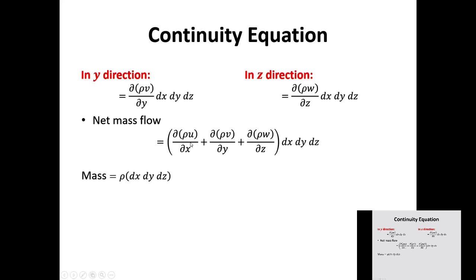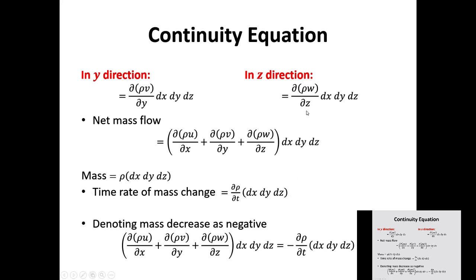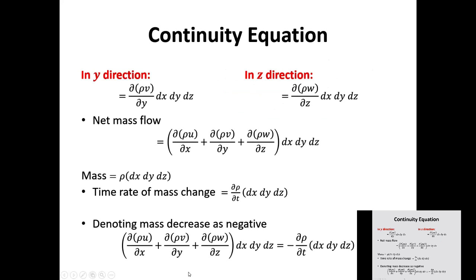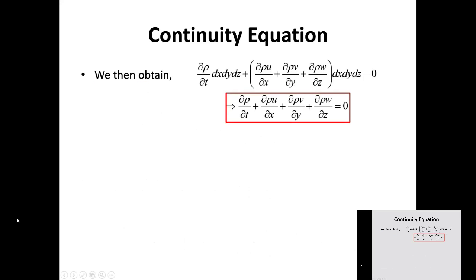Rho dx dy dz, if you say your rho is not changing, is the mass. And the time rate of mass change is the partial derivative of rho with respect to t, times dx dy dz. And this time rate of change should be equal to the net mass flow rate. So that is your continuity equation. Okay, and you take that part of the equation to the left hand side, and you can write your equation like that.